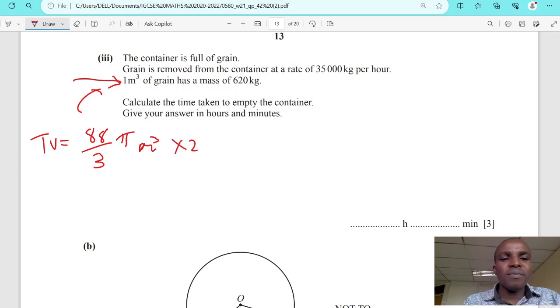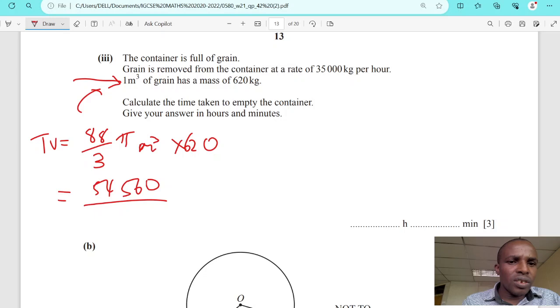What about this one? So you multiply this one times 620. Like this. So it's 88 times 620 over 3 pi, which gives 54560 over 3 pi. So something like this, right? So that's this 1 cubic meter, this mass. What about this one? So you multiply by 620. Done. Now this one is in kilograms. So this is the total mass of everything here.